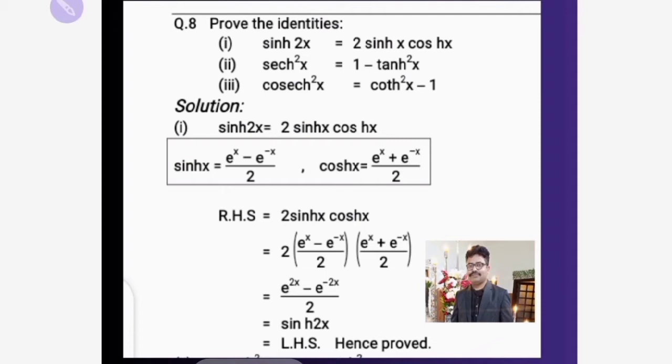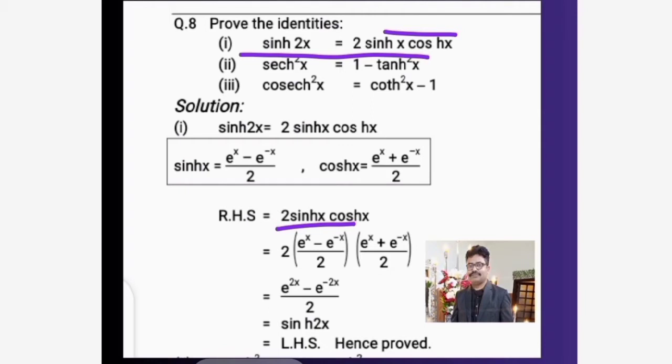Now we have to simplify the first part, as it is sine hyperbolic 2x is equal to 2 sine hyperbolic x cos hyperbolic x. We will take the right hand side; people take the left hand side, which is very difficult for you, as there are two functions on the right hand side. So it will be easy to take two functions and make one function. If you take one function and make two functions, it will be difficult for you.